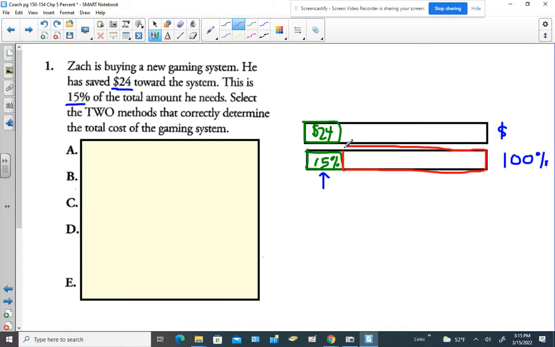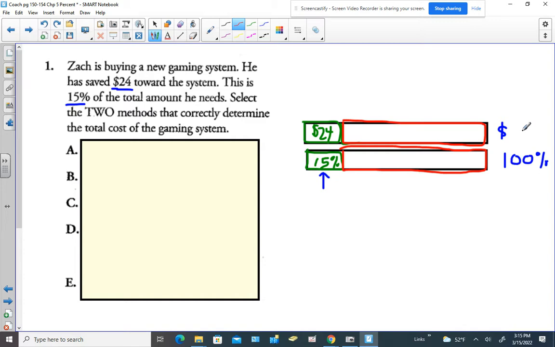Because if you have everything you need, you have 100%. So there's how much he has, which is a part, right? And then there's more money that he's going to be needing. He'll need more money, and then there'll be the total amount.